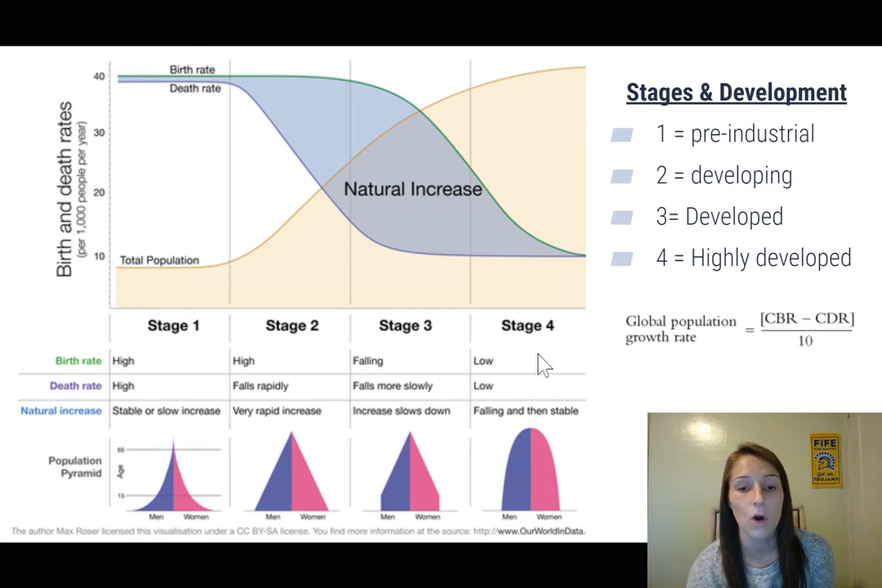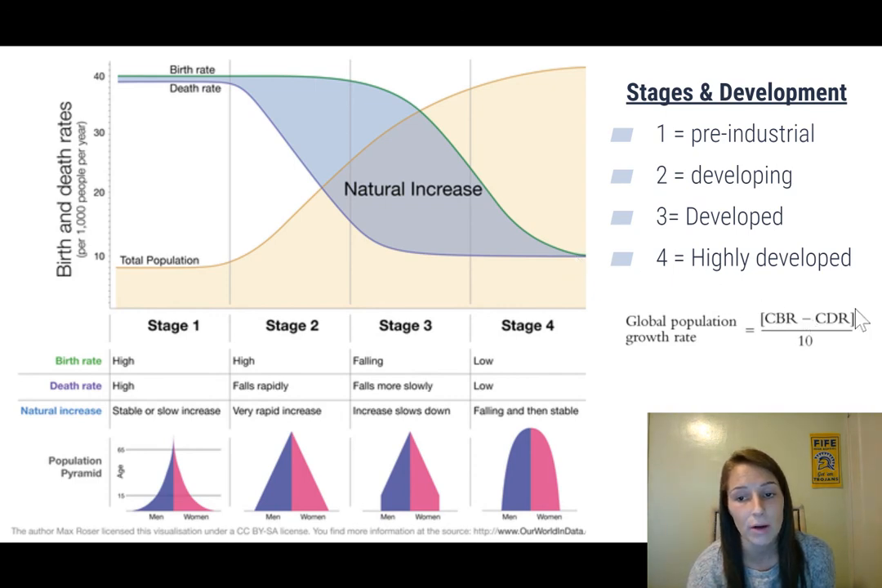And then stage 4 is going to be the highly developed countries. So we're going to have a low birth rate. So this green line is getting pretty low here. We're going to have a low death rate, the blue line, which means that our population is actually not going to have much of a growth rate. And we might even see later that it potentially starts to decline. But normally, we're going to see it be pretty stable. It's leveling off because the birth rate and death rate are both going to be pretty much the same right now.